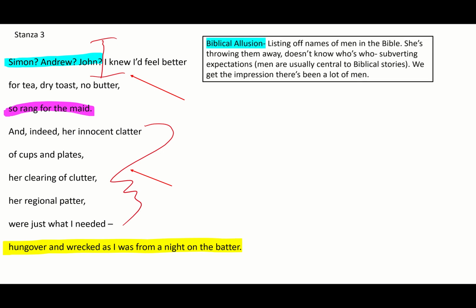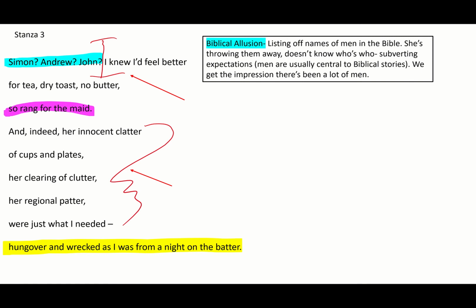So in the blue here, from the previous stanza 2, Peter, Simon, Andrew, John, that's a biblical allusion, a reference to the Bible in some way. Those are all names of biblical characters, male characters in the Bible. So listing off those names, she's kind of throwing them away. She doesn't know who's who. She's just like, which one is this?